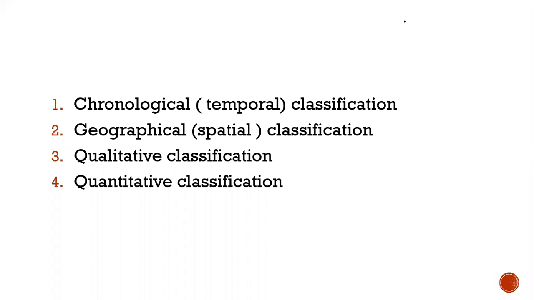Okay. There are 4 types of classification. Which are the 4 types of classification? Chronological. Yes, chronological classification, geographical classification, qualitative classification, quantitative classification.